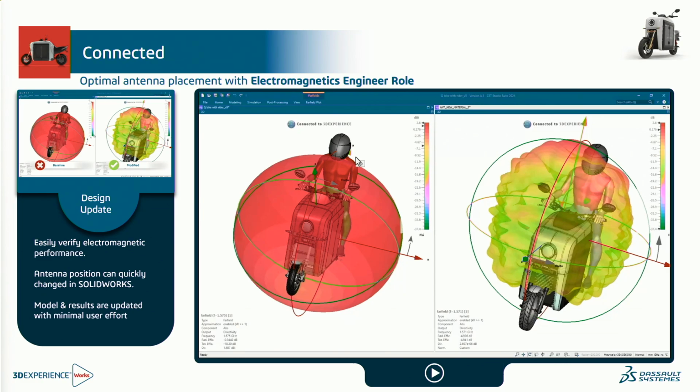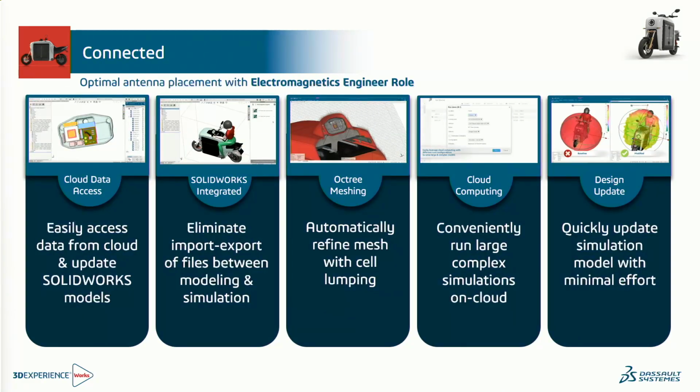Now, that's how Cargos kept these designs connected. They were able to easily use the cloud to get their data and run. They didn't have to do any import-export process between different files. The meshing made this very fast, and the cloud computing made this very quick too. And they were able to find the optimal design.